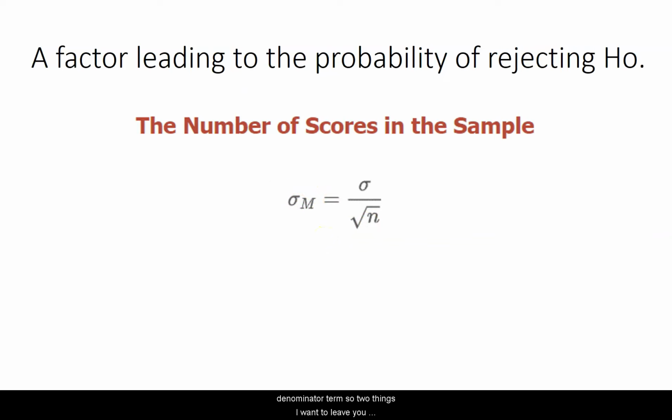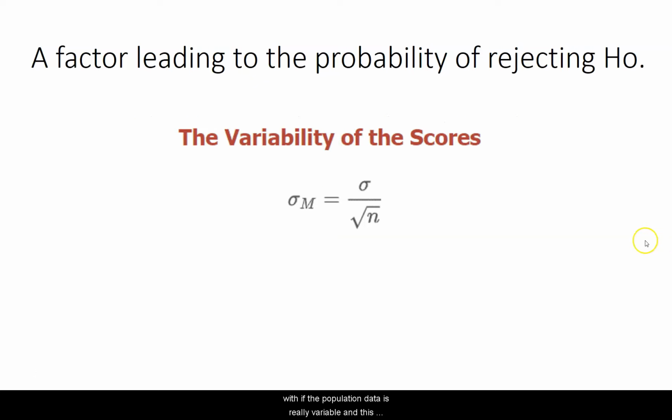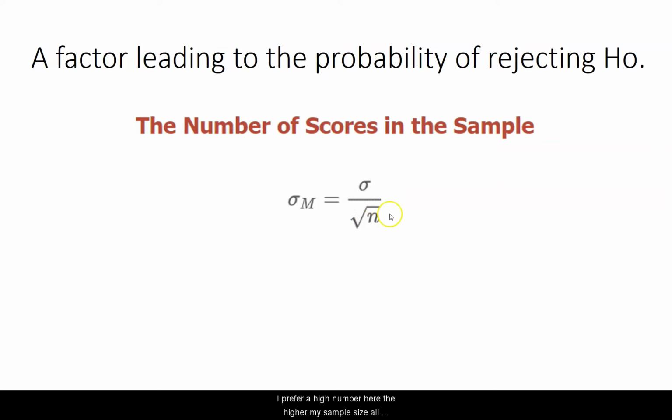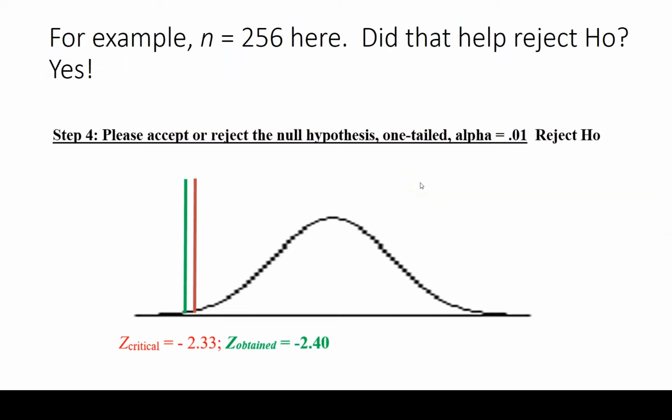So 2 things I want to leave you with. If the population data is really variable and this number is high, that undercuts, that makes it less probable that I'll reject the null hypothesis. I'd prefer a low number here. I'd prefer a high number here. The higher my sample size, all things equal, that's making it much more likely that I'll reject the null hypothesis because that shrinks this number, which makes the z-score larger.